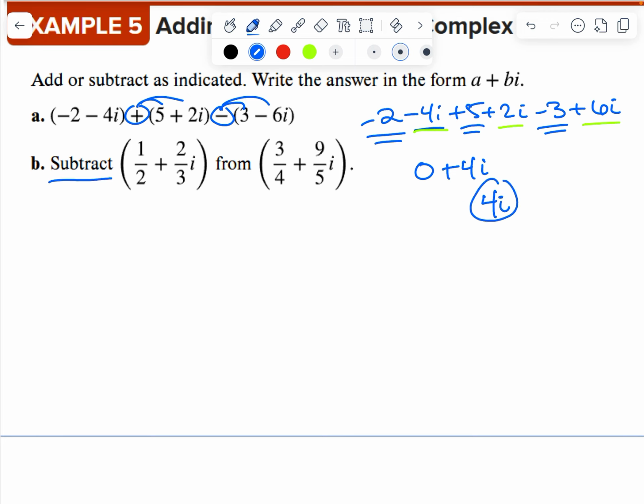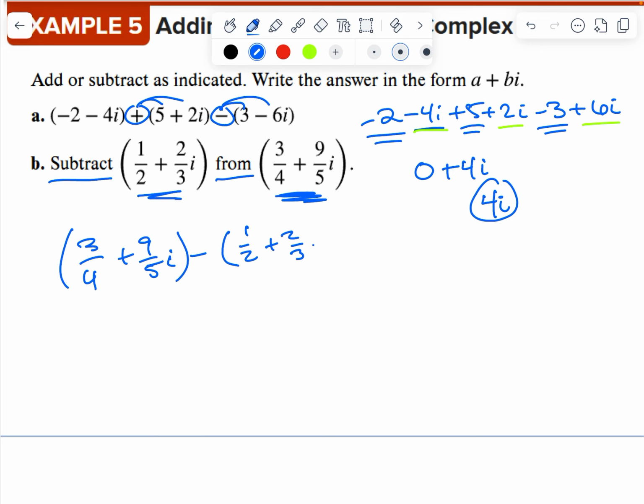Here it says subtract this from this. That means we need to subtract this number minus this number: 3/4 plus 9/5 i minus 1/2 plus 2/3 i. Same thing as the last problem, we need to distribute the negative in. 3/4 plus 9/5 i minus 1/2, and that negative needs to go to both, minus 2/3 i.